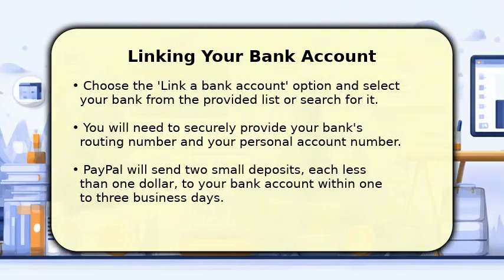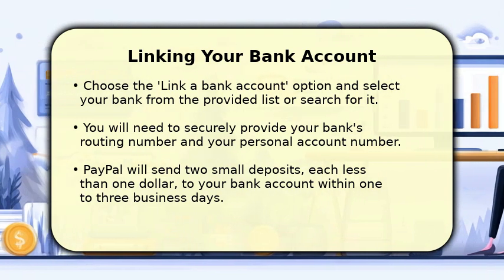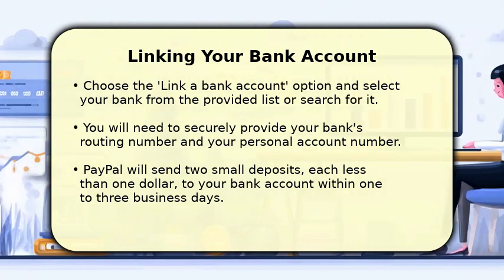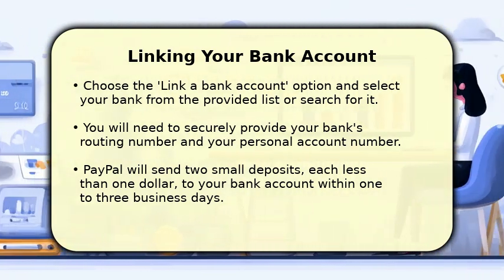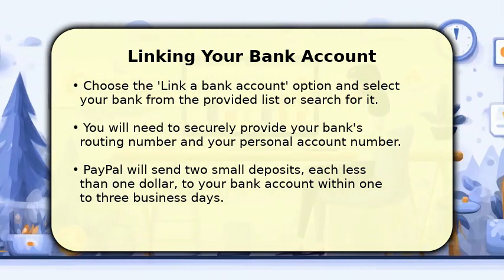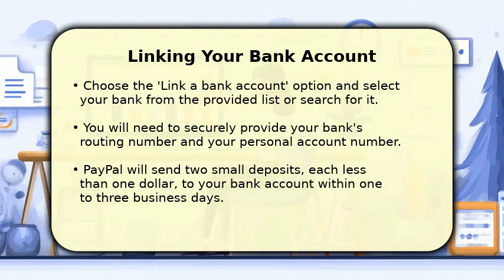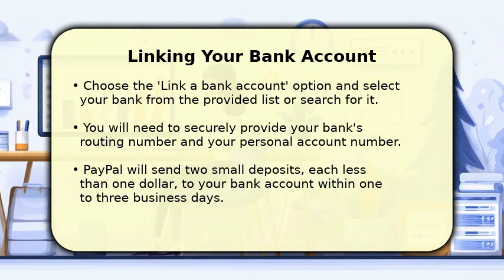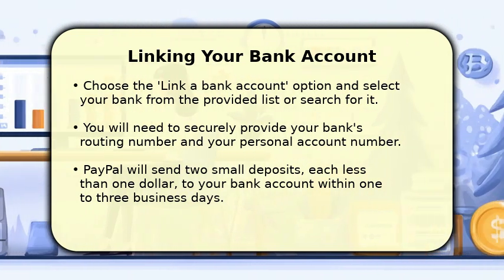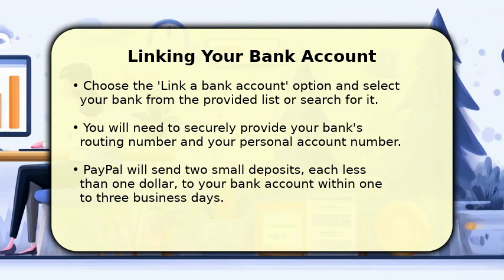When linking a bank account, you will typically provide your bank's routing number and your specific account number. PayPal then initiates two small deposits, usually under $1 each, into your bank account. These small transactions will appear within 1 to 3 business days. To complete the verification, you must return to PayPal and accurately confirm the exact amounts of these deposits, ensuring your bank account is securely linked.